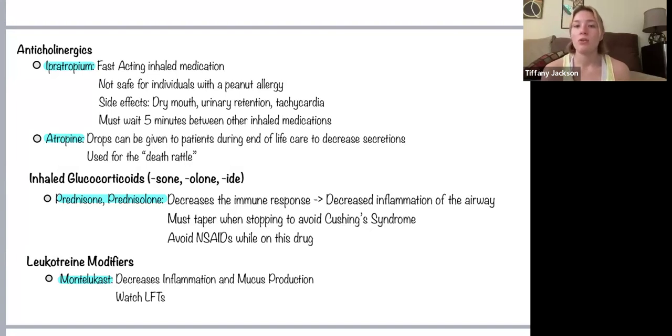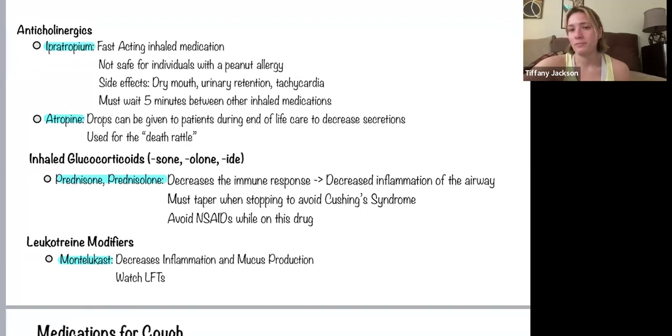Up next, we have our leukotriene modifiers. Most common is montelukast. Just watch the liver function because this can get pretty toxic to the liver.